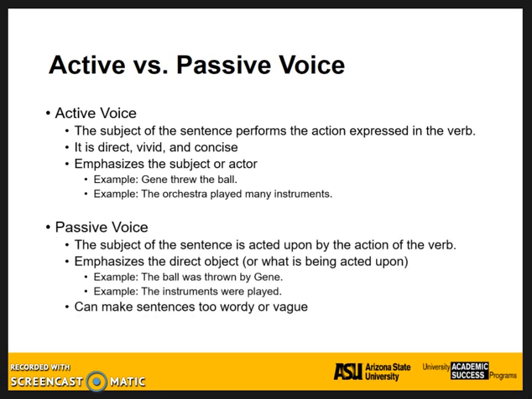When writing with a passive voice, it means that the sentence's subject is acted upon by the action of the verb. The emphasis here is on the direct object, or what is being acted upon. So the sentence, the ball was thrown by Jean, is passive because the subject, ball, is being acted upon by the action, was thrown. And the sentence, the instruments were played, is passive because the subject, instruments, are being acted upon by the action, were played.